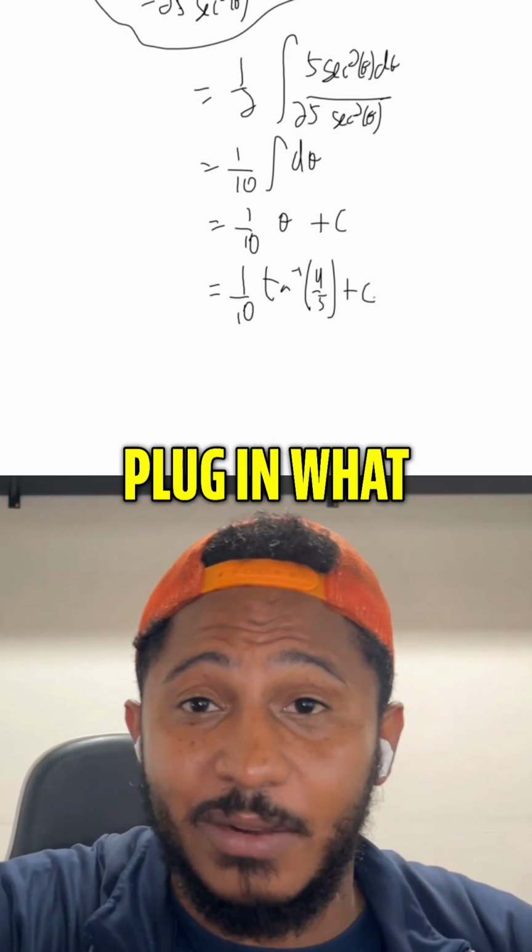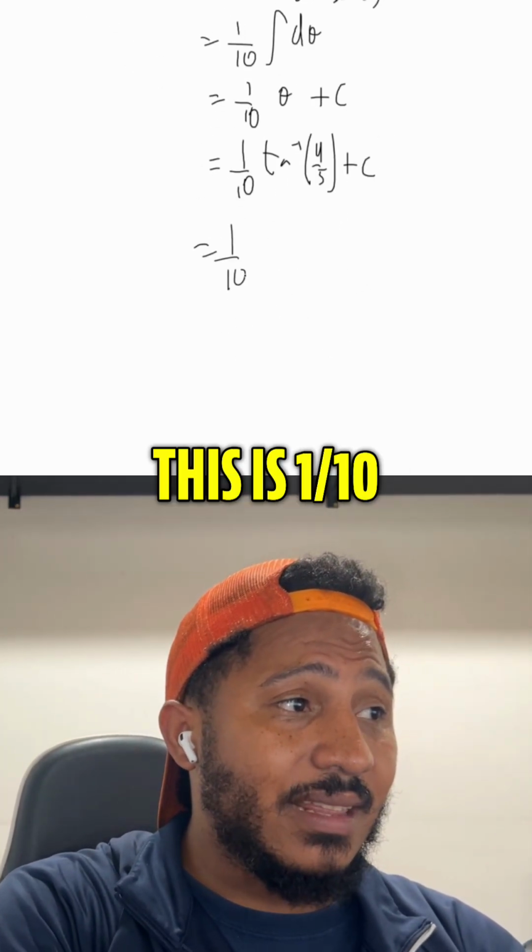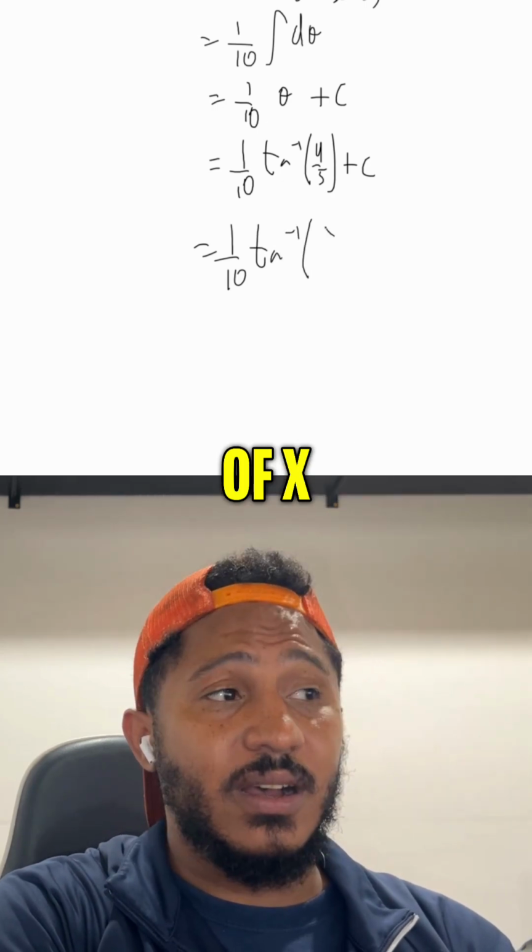But now we have to go back and plug in what u was, right? And our original u was just x squared. And so we get that this is 1/10 the tan inverse of x squared over 5 plus c.